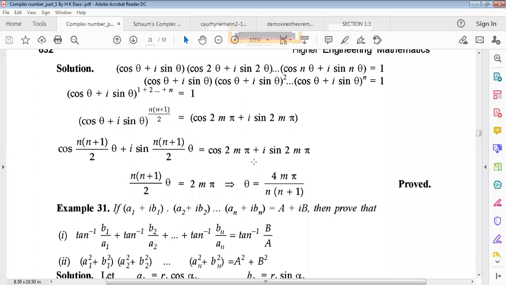Now equating the real part and the imaginary part, we can write this angle equals 2m pi. First, this cos equals this cos, equating the real and imaginary parts. So the angle, theta, equals 4m pi divided by n(n+1). This is the result.